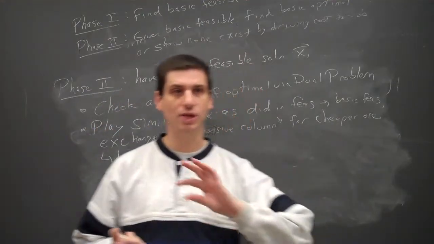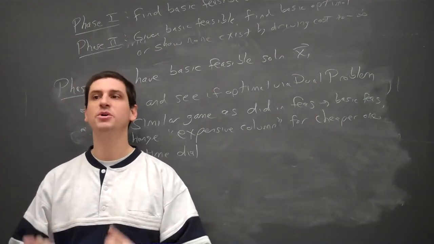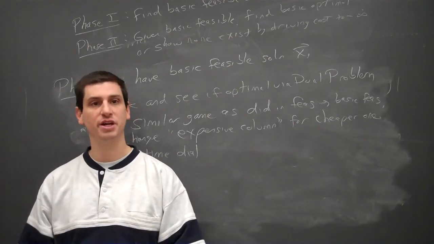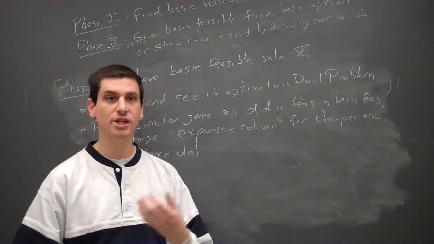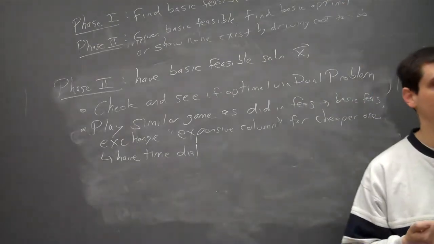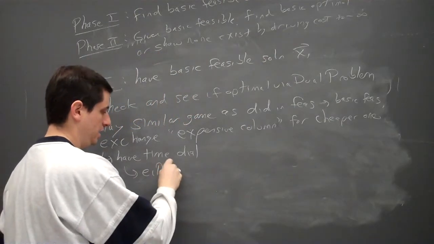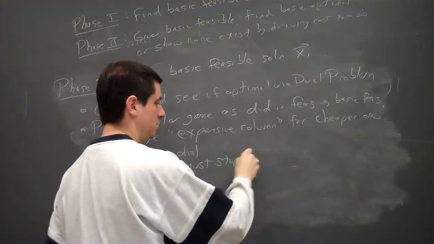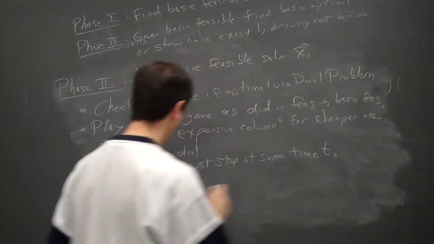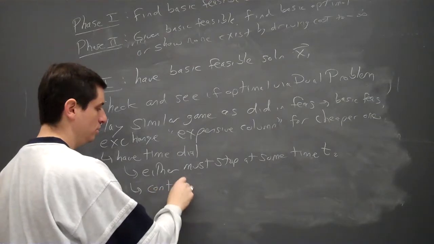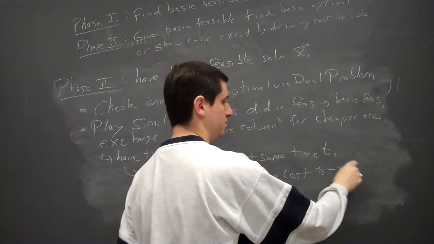Now you have two possibilities as you allow time to evolve. Either eventually one of the components becomes 0, in which case you have to stop, because if you go any further, you would have a negative entry, and you're not allowed to have negative entries. Or, you can let time go all the way off to infinity. And if you go all the way off to infinity, your cost will go down to negative infinity, because you keep making things cheaper. So, let time go: either we must stop at some time, say t2, or continue to infinity, sending cost to minus infinity.